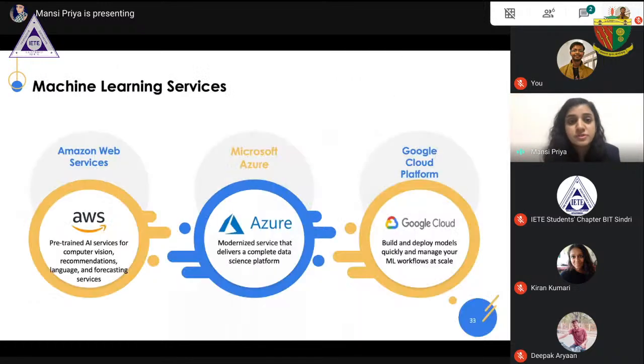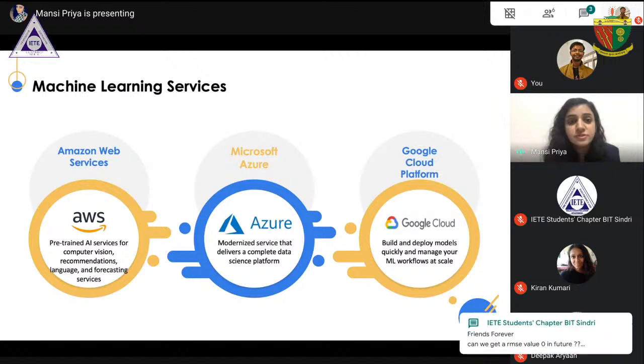If you're from another branch and you don't have that language knowledge, then what should you do? You can go for machine learning services. These are some of the very widely used machine learning services by Amazon, Microsoft, and Google. So you can use these kinds of services. These are simple drag and drop. If you just understand what machine learning is, what steps should be used, the life cycle of machine learning, then these tools can be particularly useful.